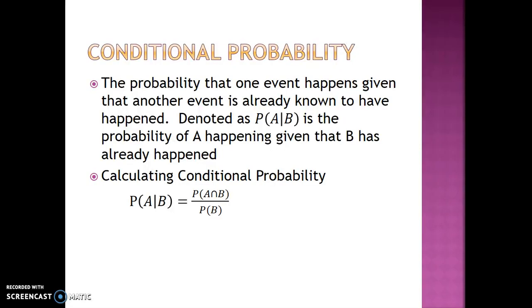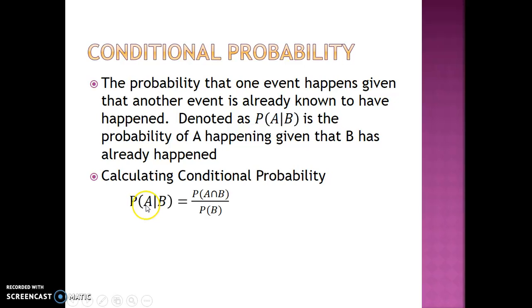Conditional probability is the probability that one event happens given that the other event is already known to have happened. It is denoted as the probability of A given B. That's how you would read this, right here. And this is just a straight up and down line, okay? It's the probability of A happening given that B has already happened.